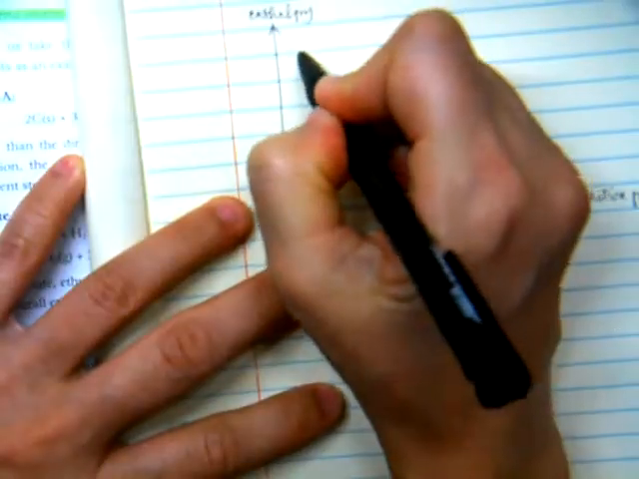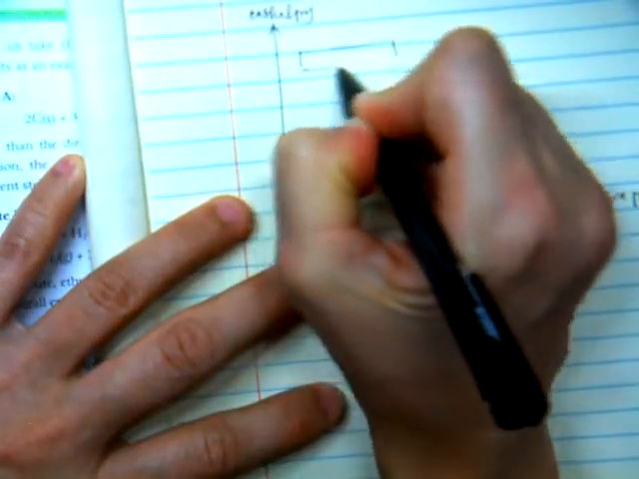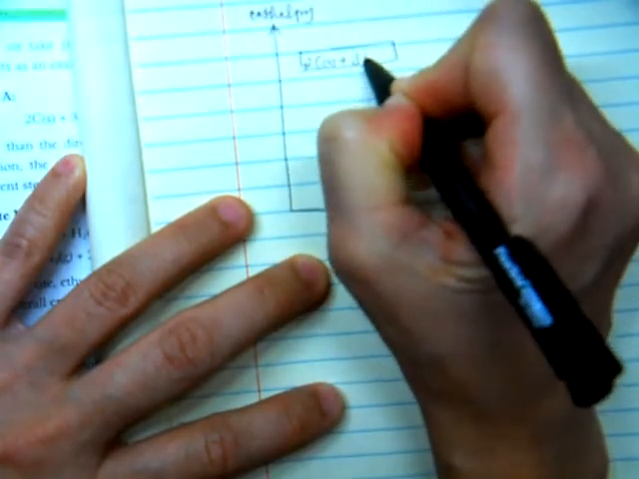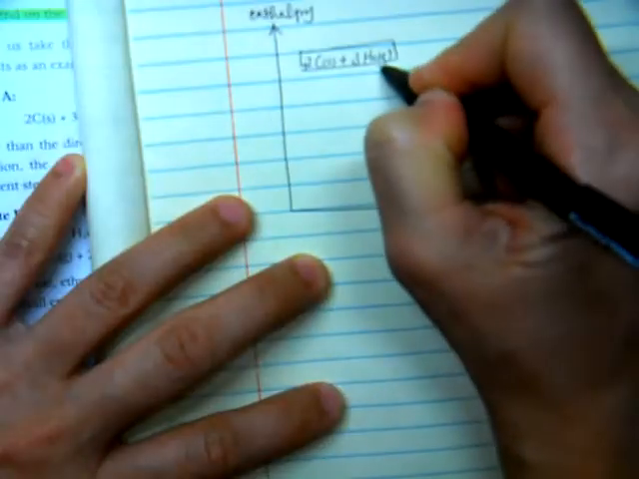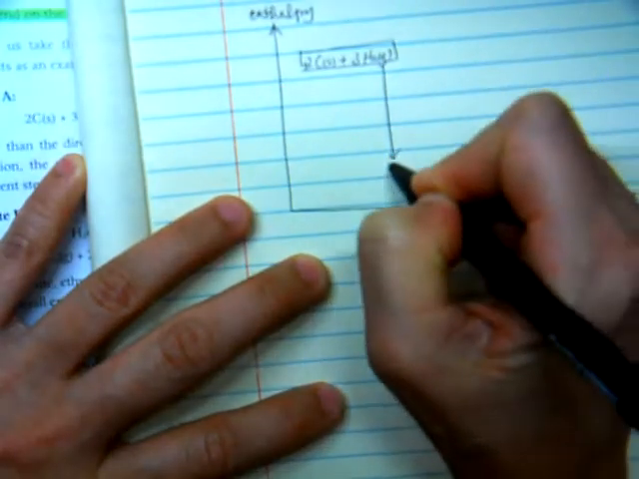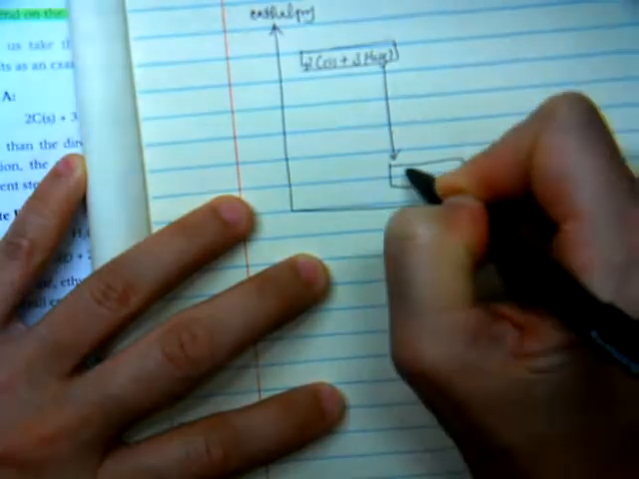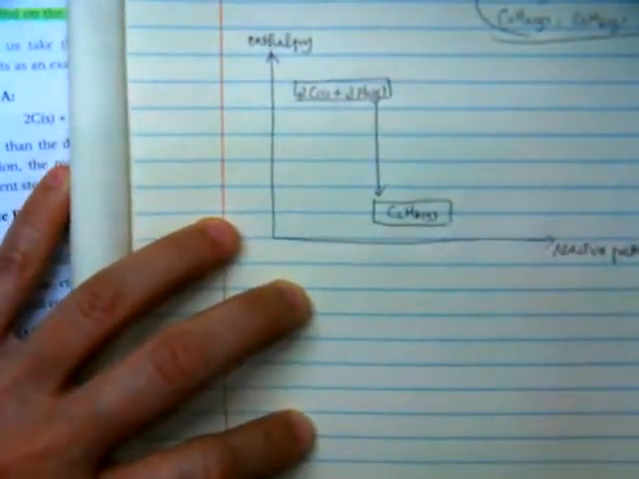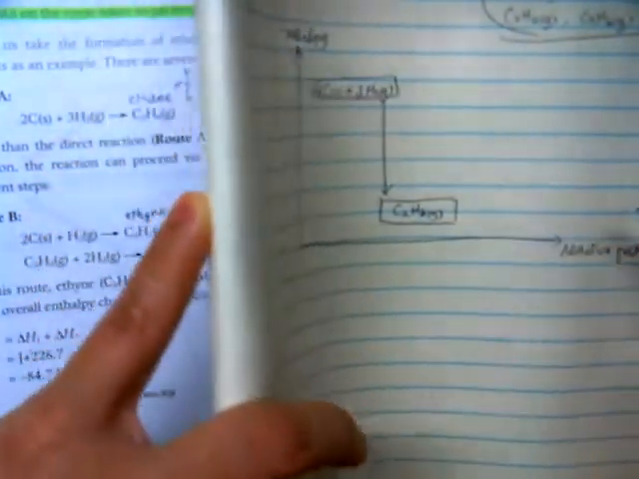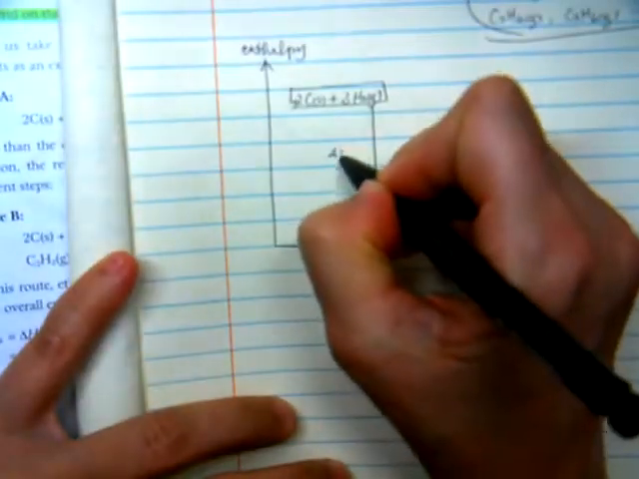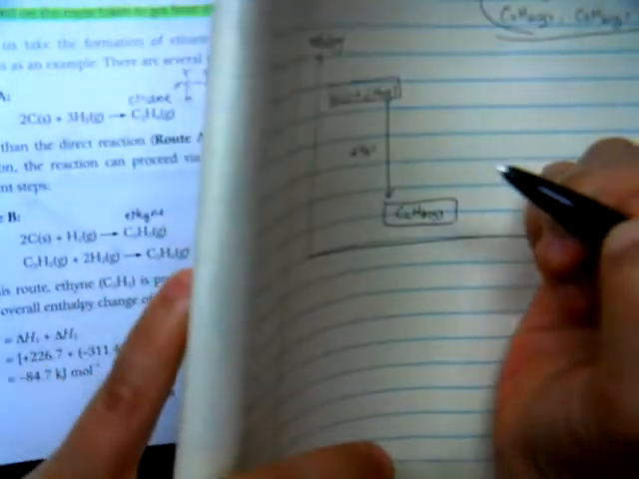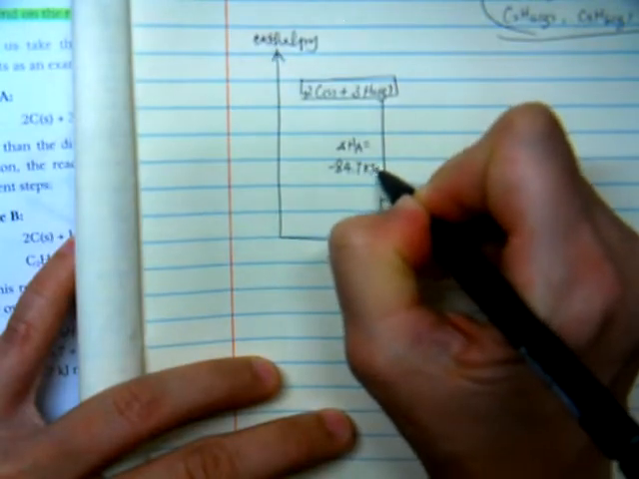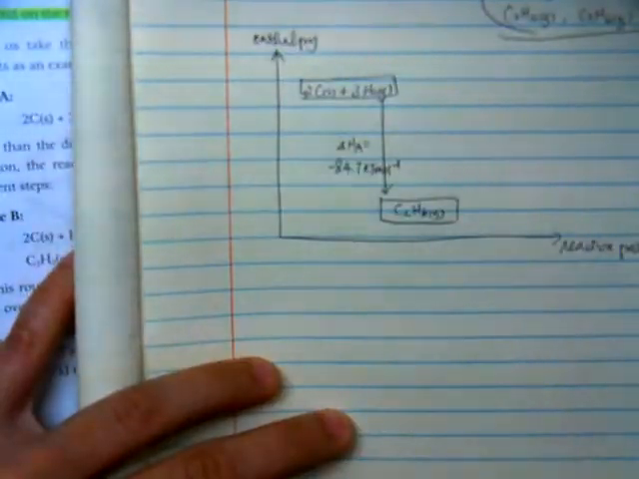So let's start. I'll draw the reactant here: 2 carbon graphite reacting with 3 hydrogen, with the arrow pointing downwards to ethane, whose enthalpy is lower than the enthalpy of the reactants. Delta H_A is equal to negative 84.7 kJ per mole. This is route A.